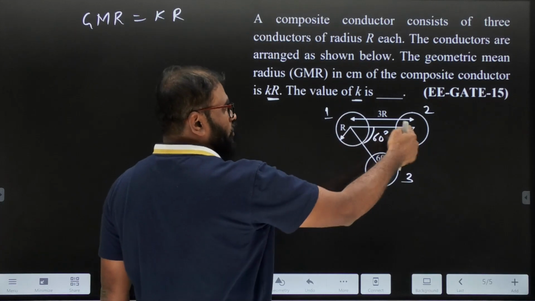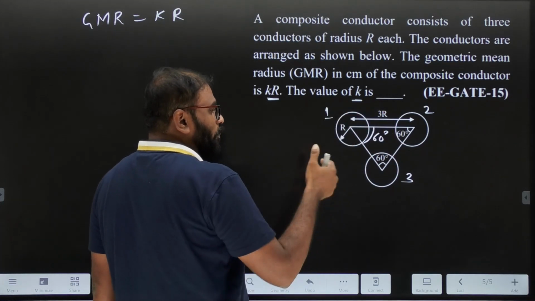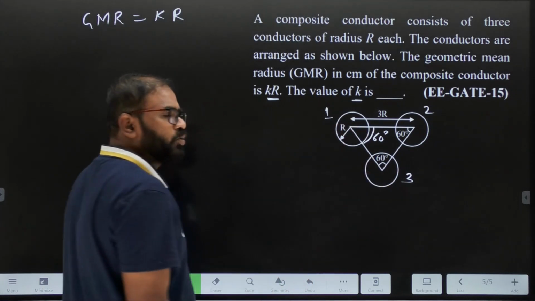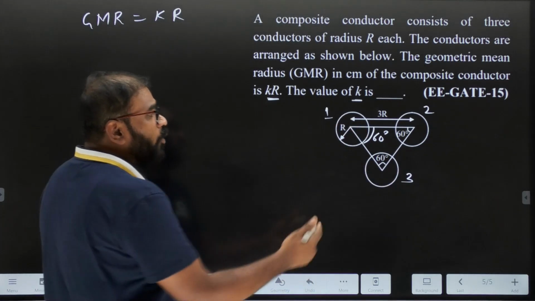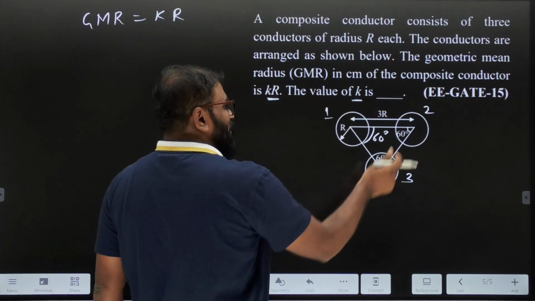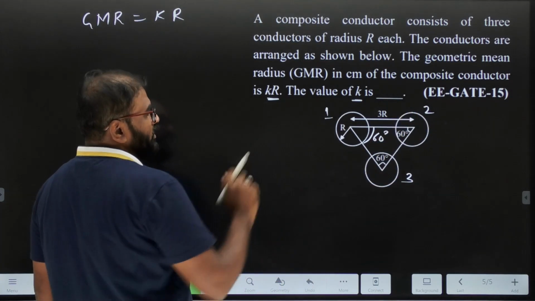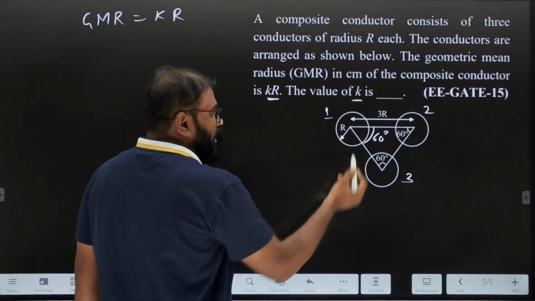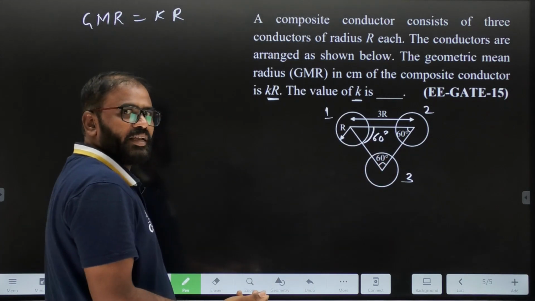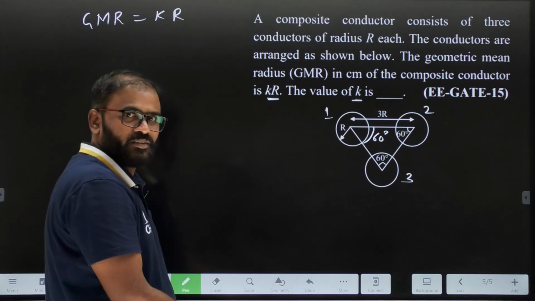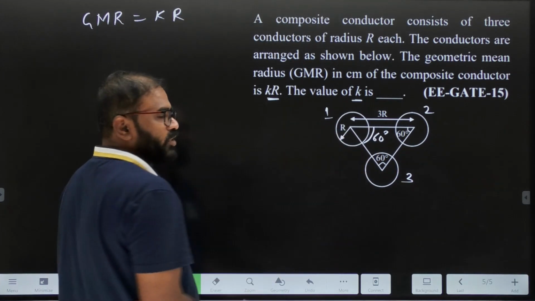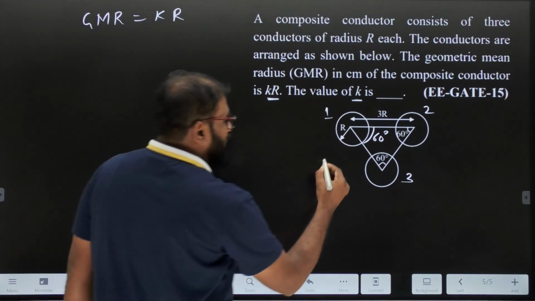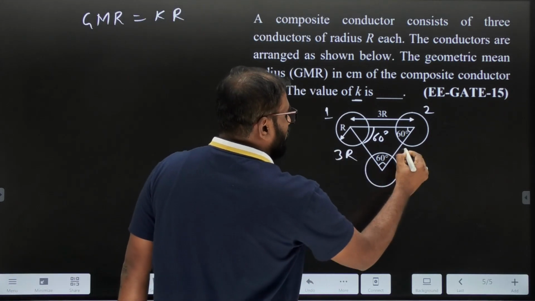Conductor 1 to 2 distance is 3R. But to apply the GMR, I should know the distance from 2 to 3, and 1 to 3 also. How do I know the 1 to 3 distance and 2 to 3 distance? By using this logic. Here angle 60, here angle 60 given. This angle is not given, but in a triangle the total angle is 180 degrees. So obviously this angle is also 60 degrees, meaning these 3 conductors form an equilateral triangle. If that is the case, what is this distance? 3R. What is this distance? 3R.